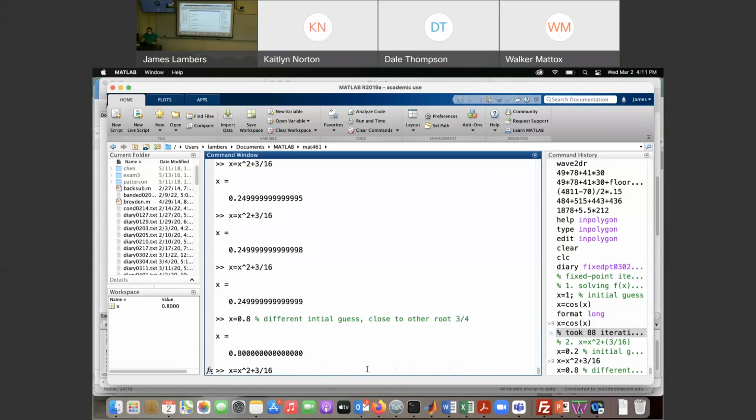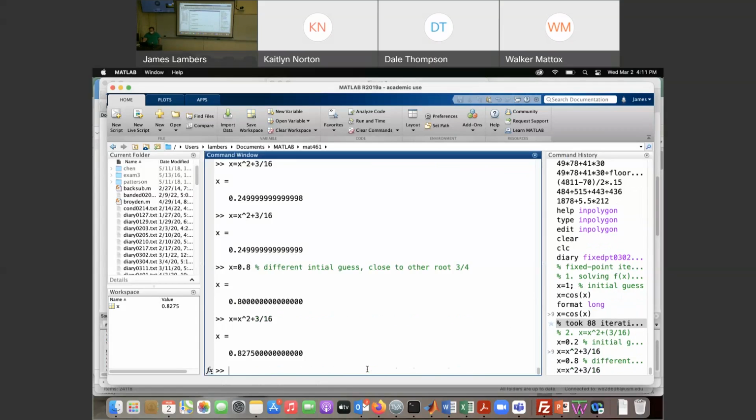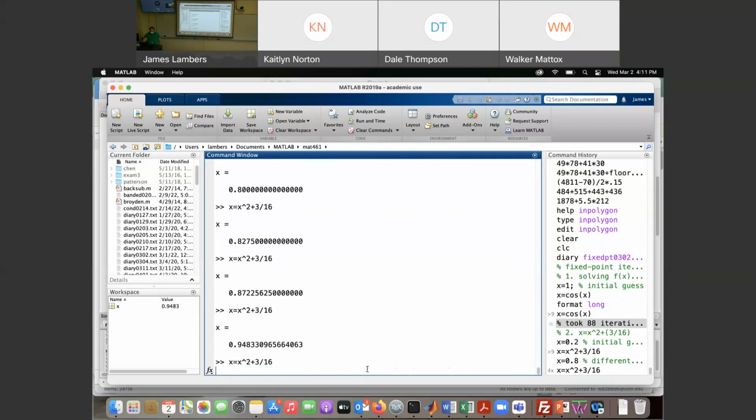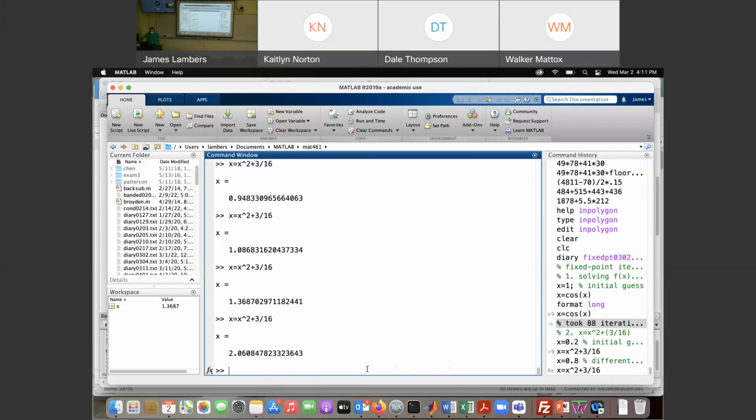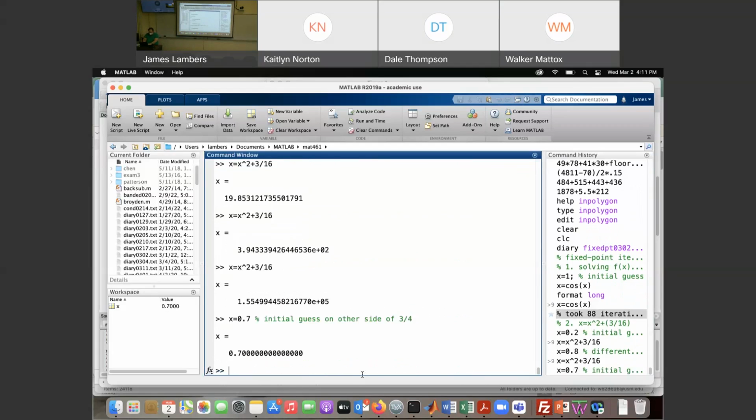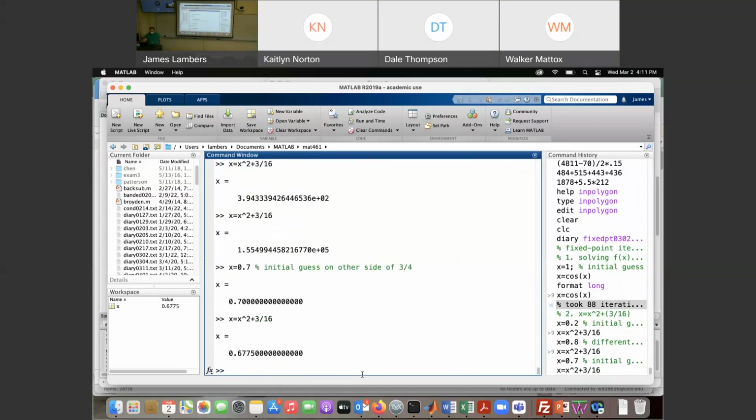So I do the same thing. It is definitely not converging. Diverging. Getting a little out of hand. So never mind. Now I'll choose another initial guess, 0.7. The other side of 3/4. And let's see what happens.